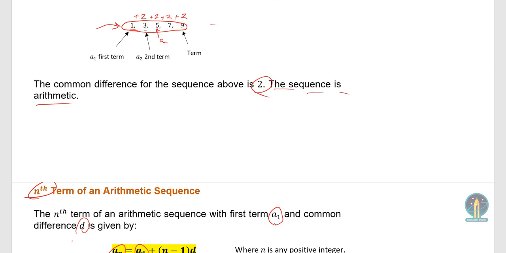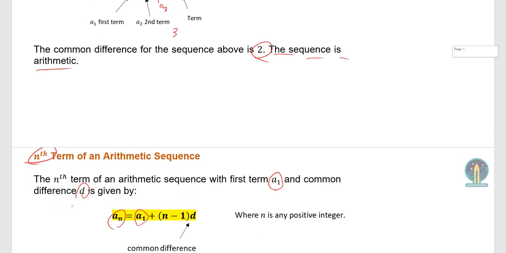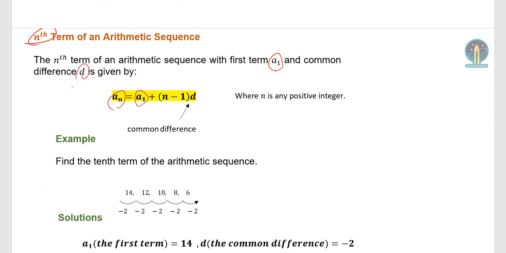Going back to this sequence, for example, 5 is the third term, a sub 3. So the value of a sub 3 in this sequence is 5, but the order of a sub 3 in this sequence is 3. It's the third term in the sequence. So a sub n equals a sub 1 plus n minus 1 times d, where d is the common difference and n is any positive integer.